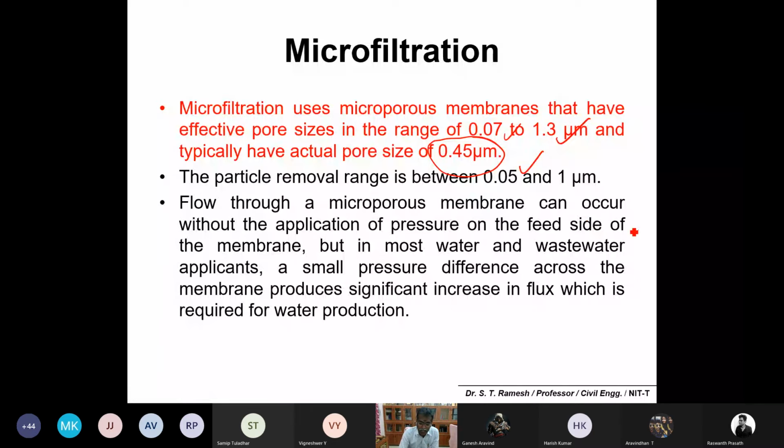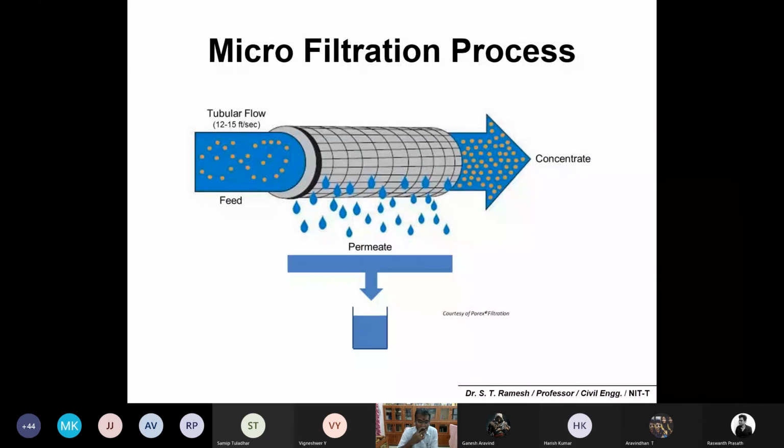Okay. So it is a very simple operation. Flow through a microporous membrane can occur without the application of pressure on the feed side of the membrane. But in most water and wastewater applications, a small pressure difference across the membrane significantly increases the flux, which is required for water production. It's very simple. Okay, this operation is like this.